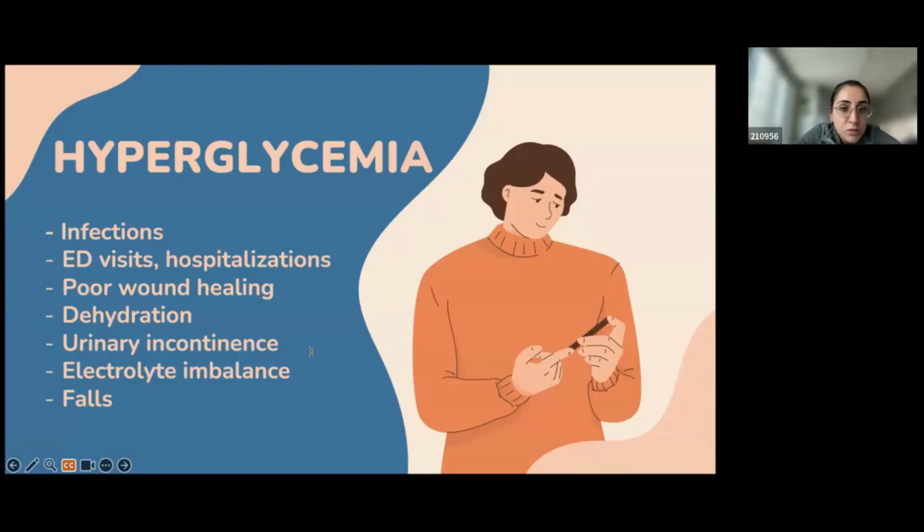Now, it's important to also recognize that hyperglycemia is not just a number. It has clinical consequences, especially in older adults. If the blood sugars are persistently elevated, then we're increasing risk of infection, leading to more frequent ED visits and hospitalizations. It also contributes to poor wound healing, making recovery from injuries, pressure ulcers, or surgeries more challenging. And hyperglycemia itself can cause dehydration and electrolyte imbalances, which can lead to weakness, confusion, increased risk of falls, among other problems. It's also a key contributor to urinary incontinence in skilled nursing facilities, which can significantly impact quality of life.